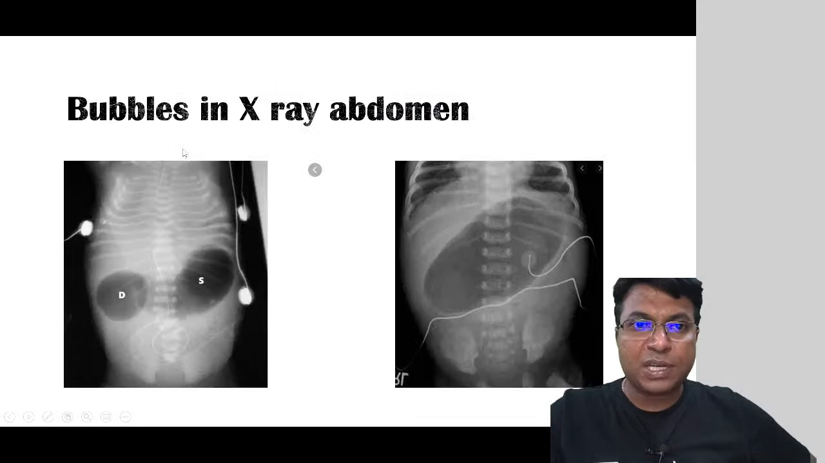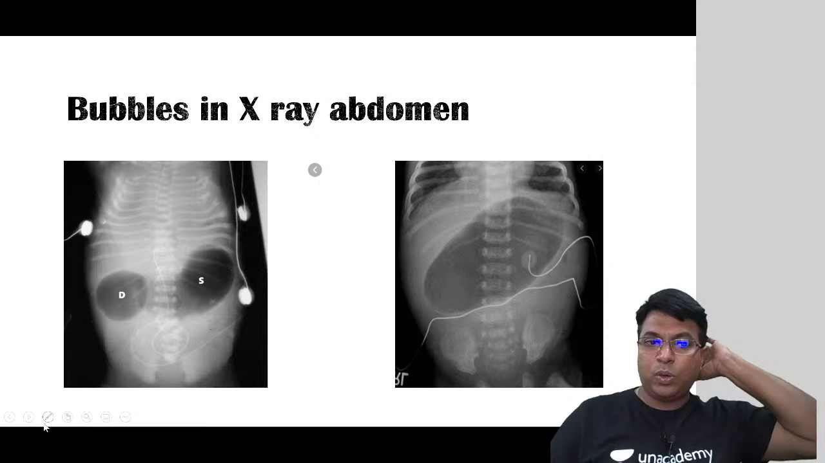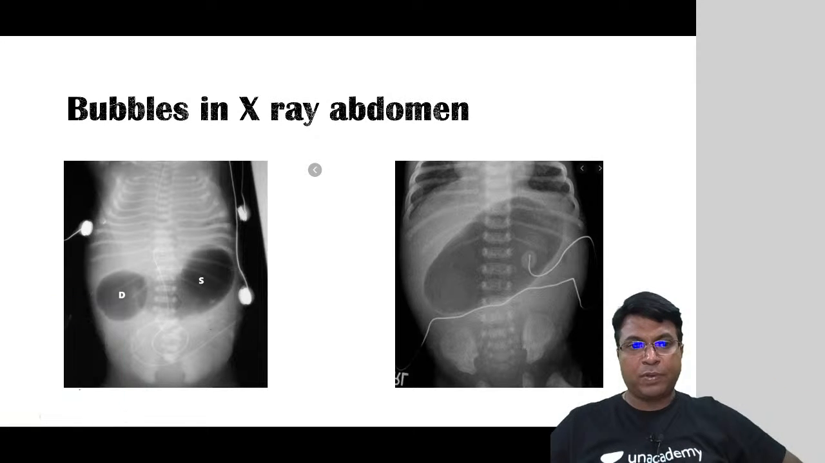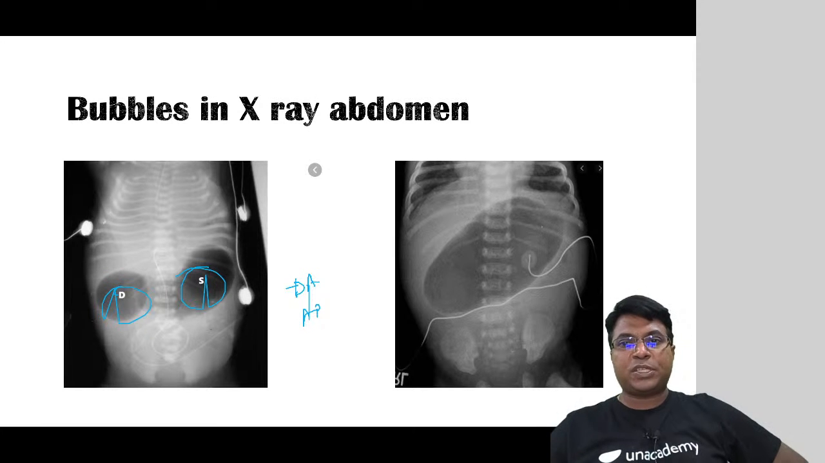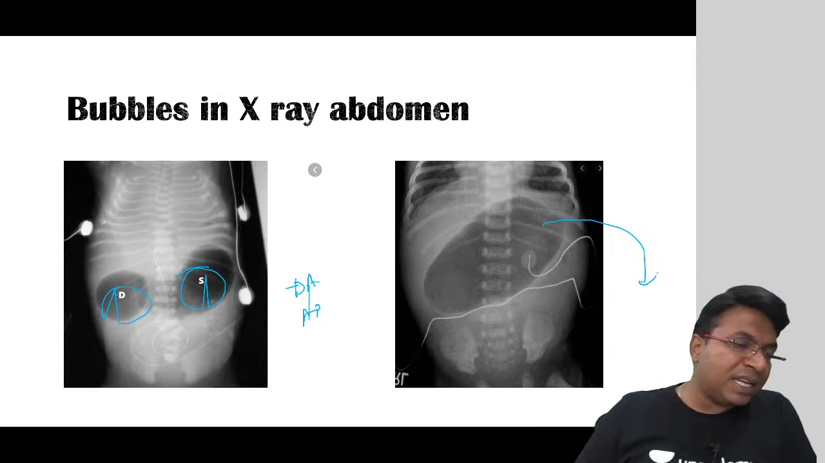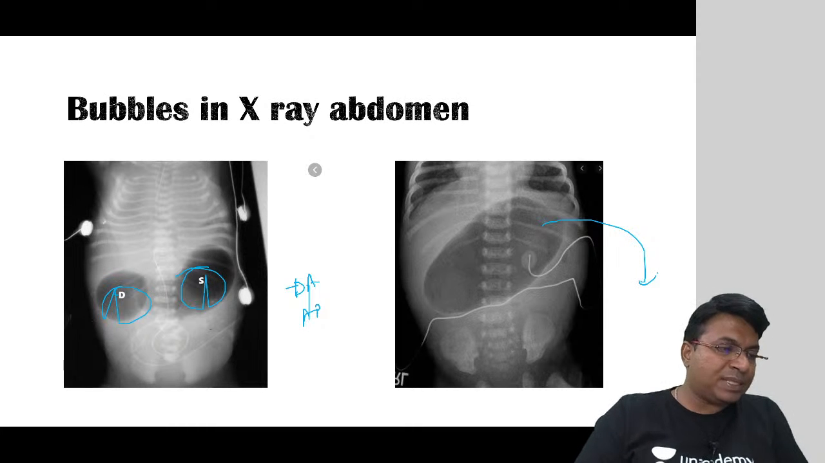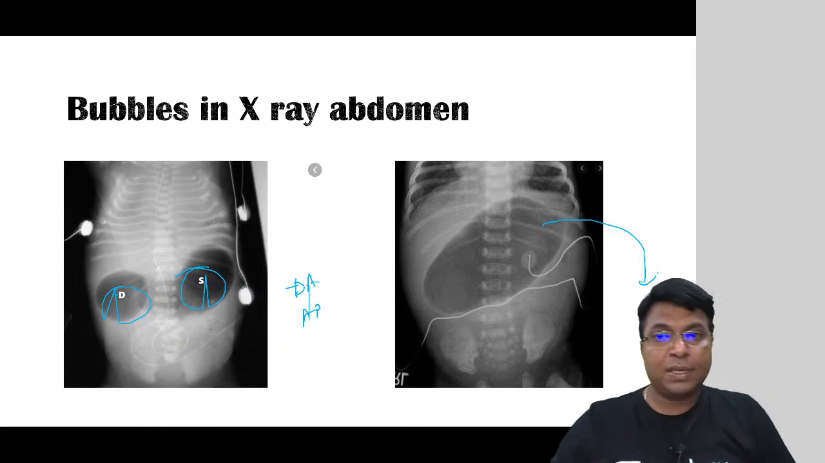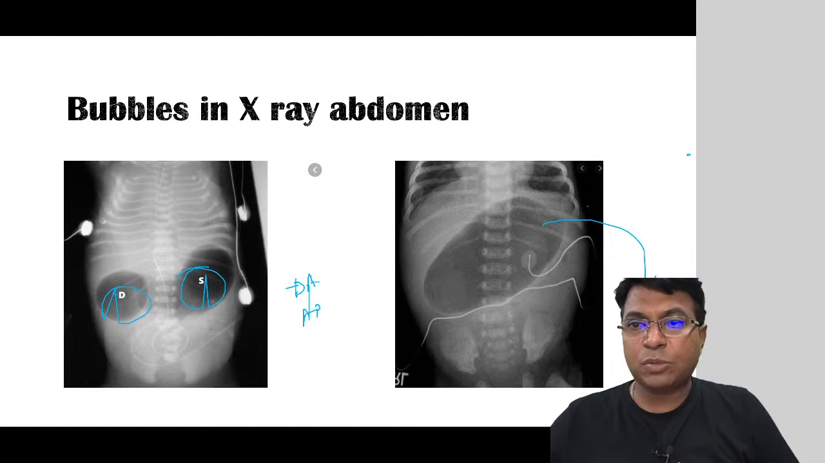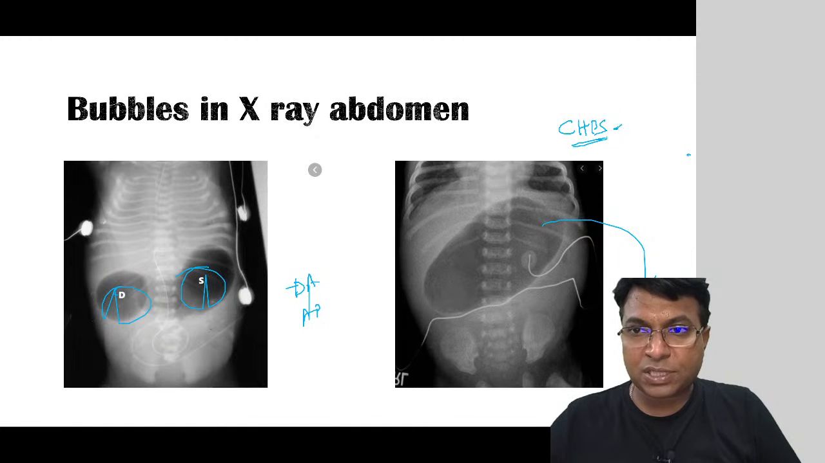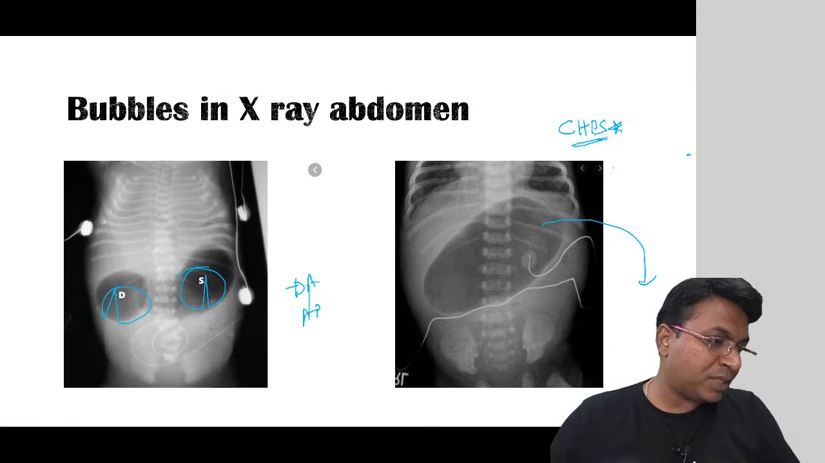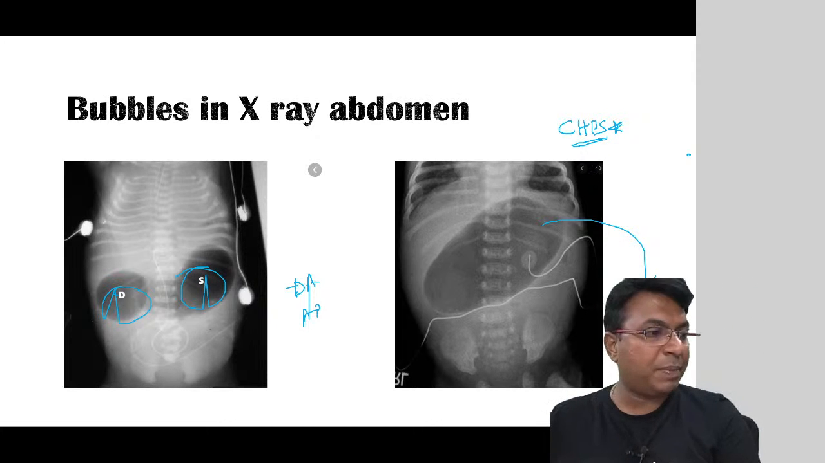There are so many questions. Let us go fast. This picture shows a double bubble appearance, stomach and duodenum. This is seen in duodenal atresia and annular pancreas. This second picture shows a single bubble appearance. Where will you get a single bubble appearance on X-ray? Can you tell me? Most of you would not have heard this MCQ. It is congenital hypertrophic pyloric stenosis. It has a single bubble appearance. Don't forget this.